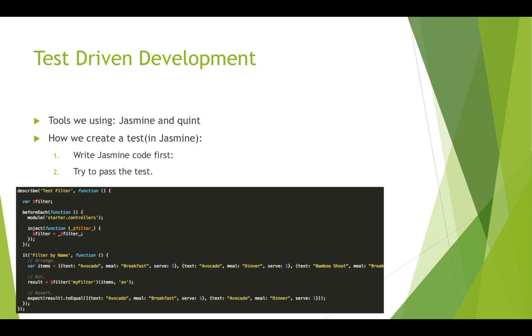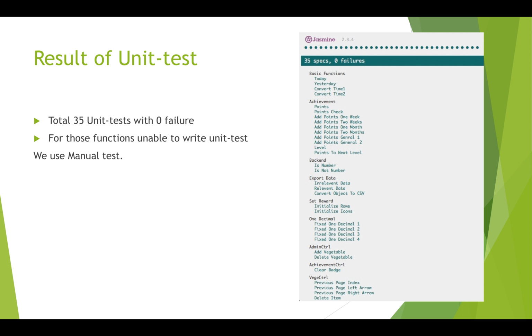And here's a code example for testing the filter function on the veggie intake page. And this is the result of the unit tests. In total, we have 35 unit tests with 0 failures. For those functions unable to have unit tests written, we use manual tests to ensure all functions are correctly achieved.